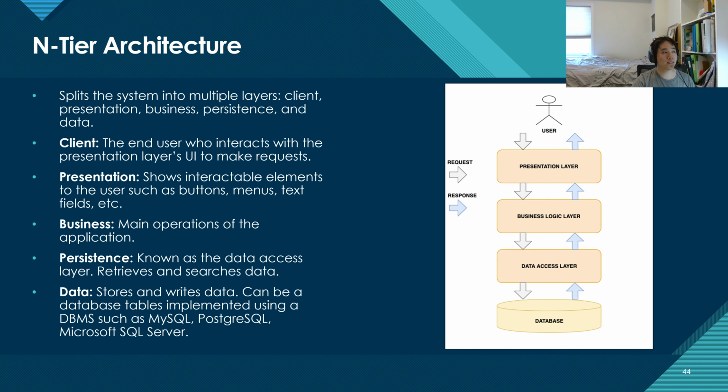Now, if we split them into n tiers, so more than two, we have the n-tier architecture, which commonly has the clients, presentation, business, persistence, and data layers. So we're splitting them into different layers. You can look at the right side. The client is the one that is using the app. They want to see certain things on the screen.